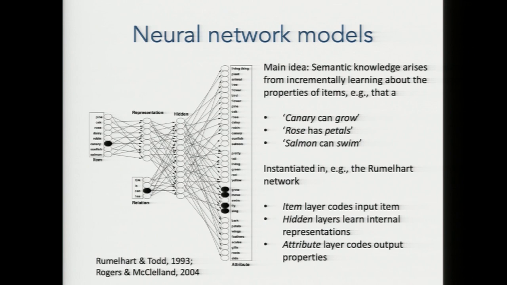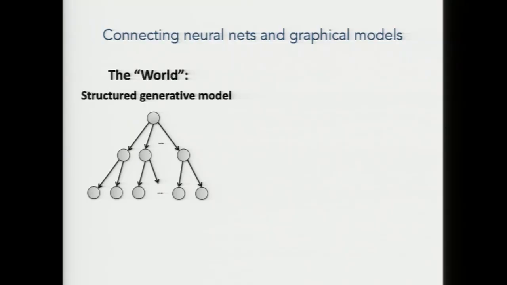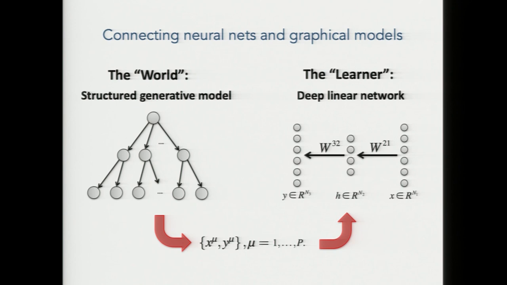I'd like to do a version of this approach, but really understand how structure in the world comes to be embedded in these neural networks, right? And to do this, I'm going to take the following approach. I'm going to just posit that the real world is a structured generative model. And then I'm going to draw a bunch of data from it. And then I'm going to pass it to my deep linear network, okay?